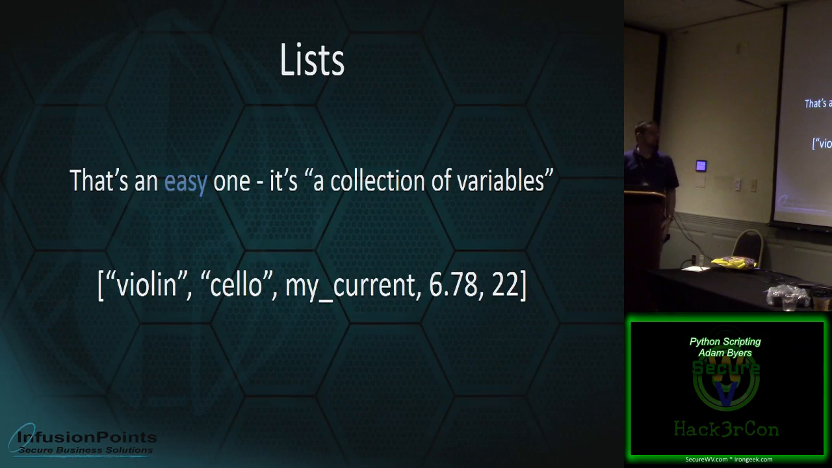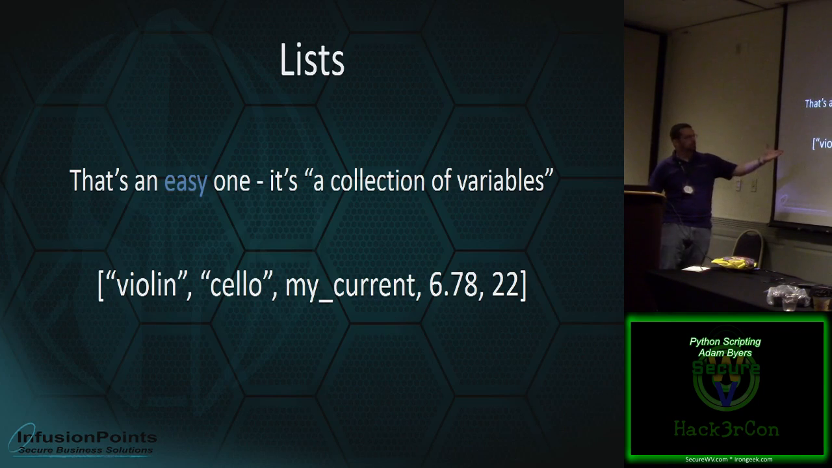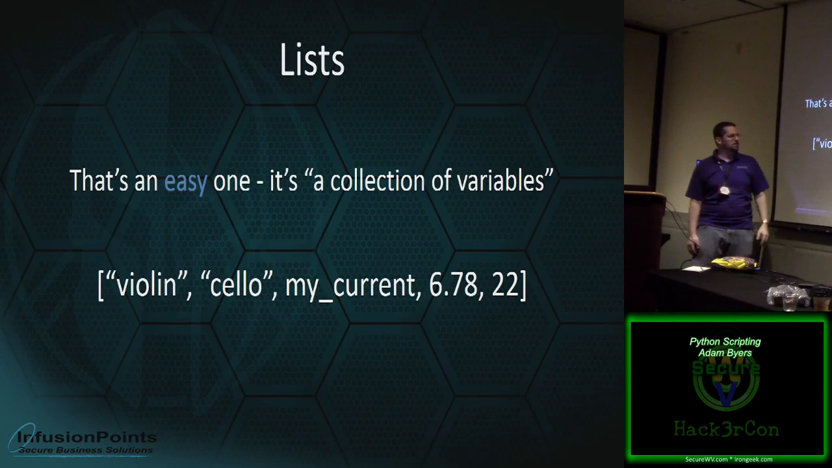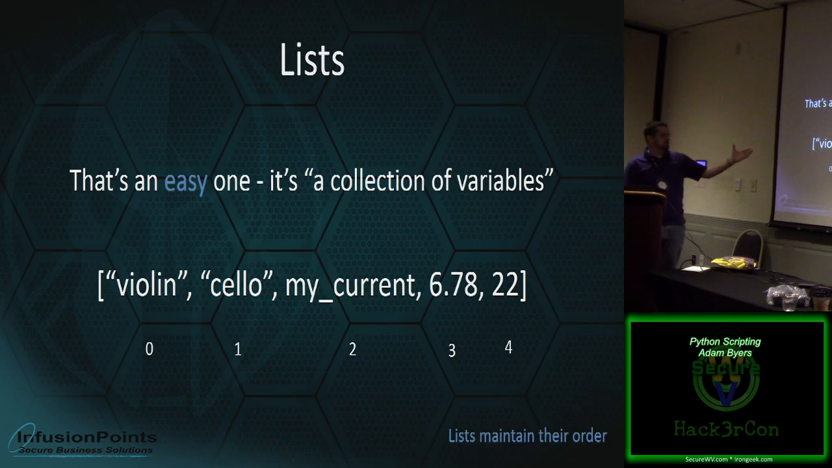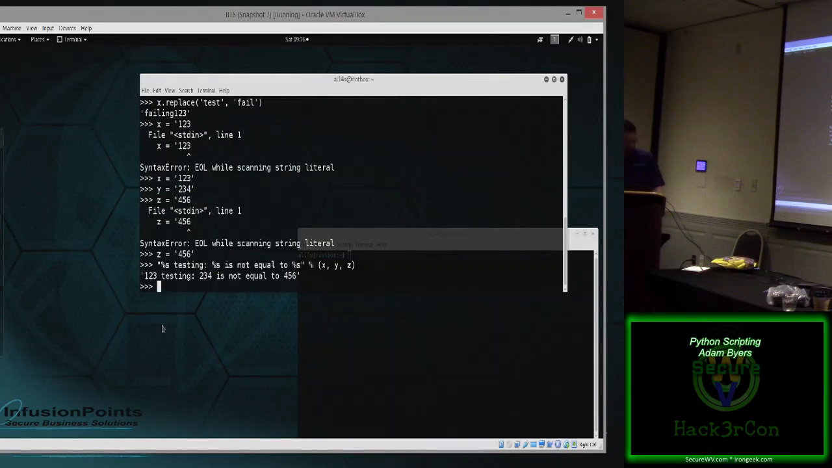Lists, I like these. So lists are just a list of variables. So you've got violin, cello, maybe the variable my current, whatever that is, a floating point number, and an integer. So this list, you can reference it like this. Say we say x equals, and then this list. Actually, we're going to do this. This is test. Throw an integer in there.